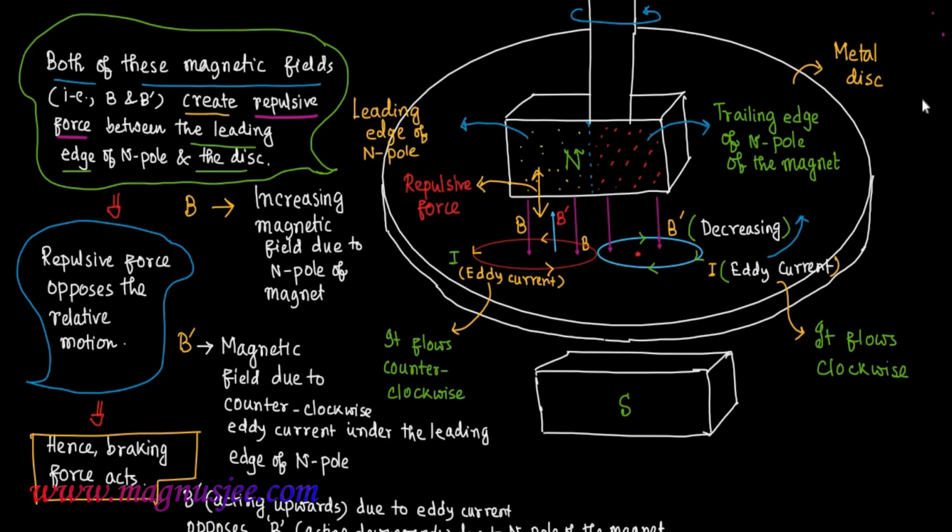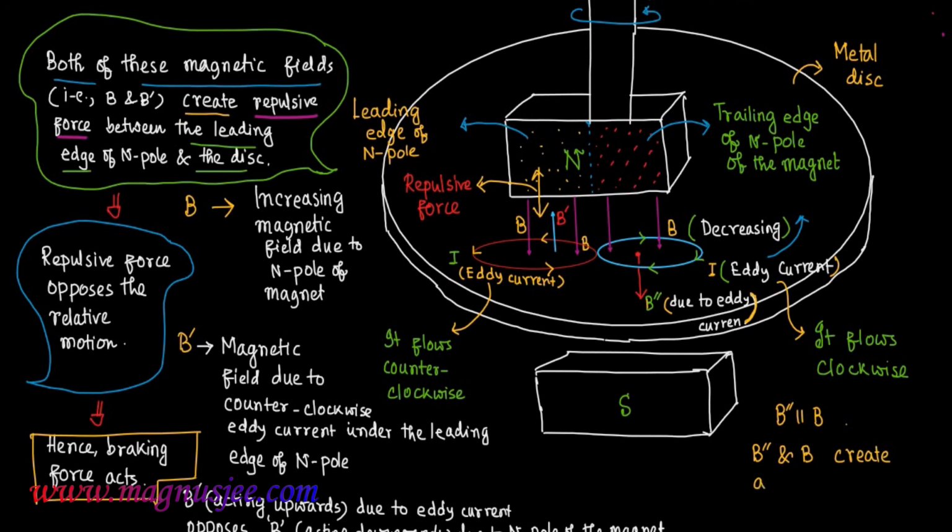This clockwise eddy current will produce a magnetic field B double prime, which acts vertically downwards in the same direction as magnetic field B, which is decreasing due to the trailing edge of the north pole. In this case, B double prime is parallel to B.